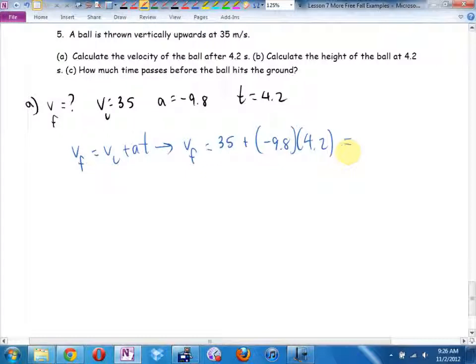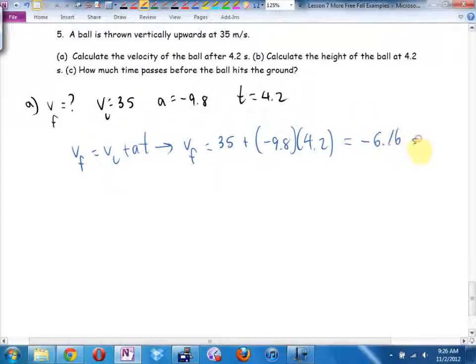You get a negative or a positive answer here? You get a negative? What's that mean? It means the ball already reached its peak. In fact, I can tell you it takes less than 4.2 seconds to get to the top. Is it negative close to 0, or is it negative a bigger number? What do you get, Michael? Negative 6.16. Anybody else?